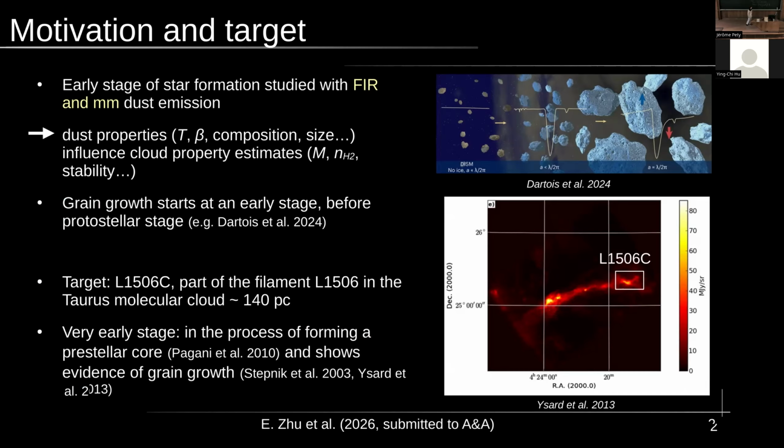And our target, L1506C, is part of the filament L1506 in the Taurus molecular cloud. It's still at a very early stage, still in the process of forming a prestellar core, but it already shows evidence of grain growth, so very suitable for our study.